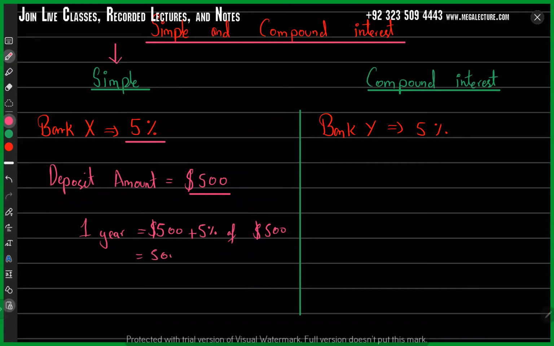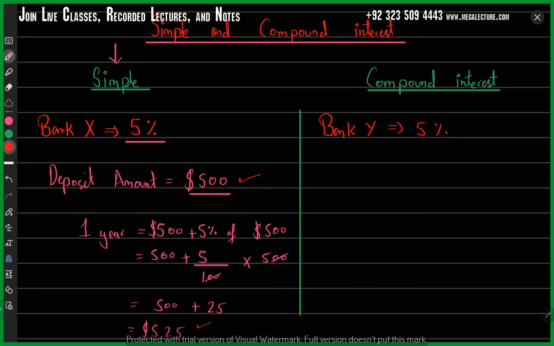It's 500 plus 5% of 500. These zeros would be cancelled. This is 500 plus 5 multiplied by 5, which is 25. And this is going to give you $525. Now you can see in the beginning I had $500, but after 1 year I have $525. Why? Because the bank has given me interest, simple interest.